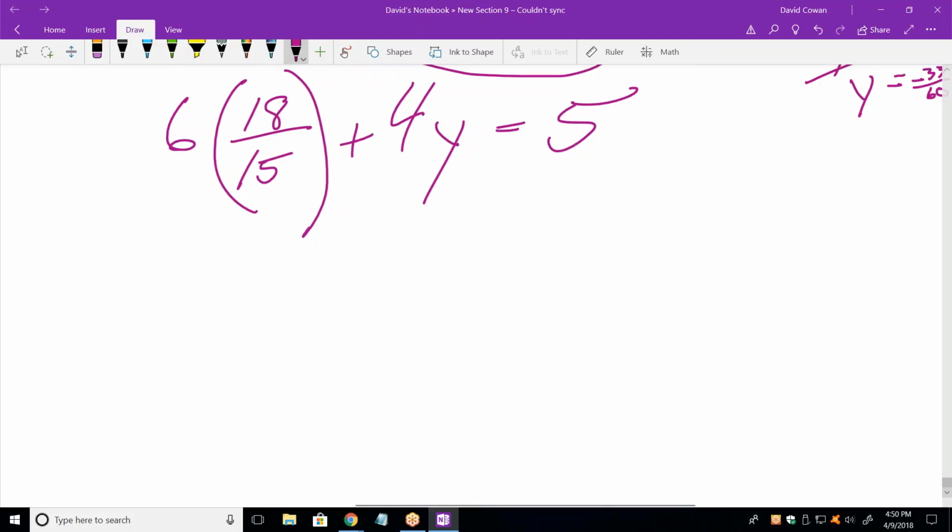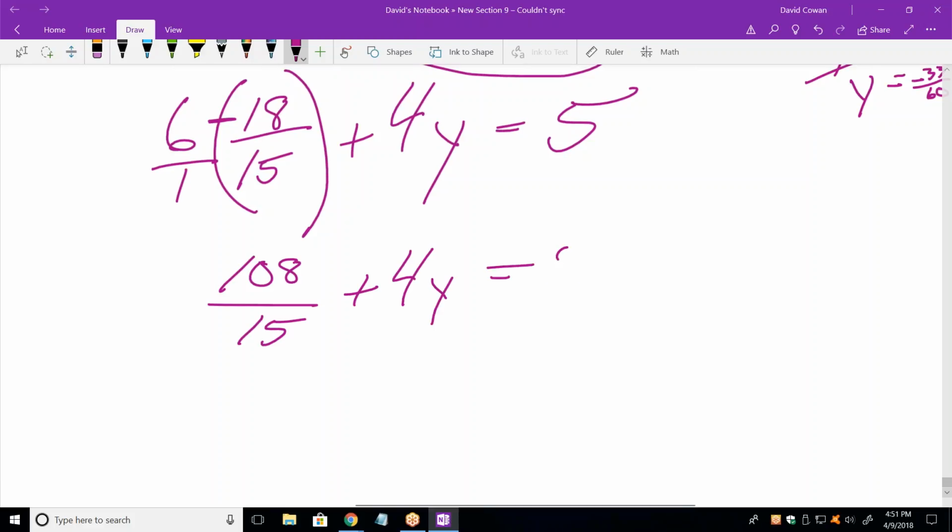I'm multiplying a whole number by a fraction. I'm multiplying numerators. That's 108. Put a 1 under that if you want. 1 times 15 is 15. So 6 times 18/15 is 108 over 15, plus 4y equals 5. Now, my y is on the left side. It's already got a positive coefficient, so I'm going to leave it there. I'm going to move my 108 over 15 to the other side. So now I have this.